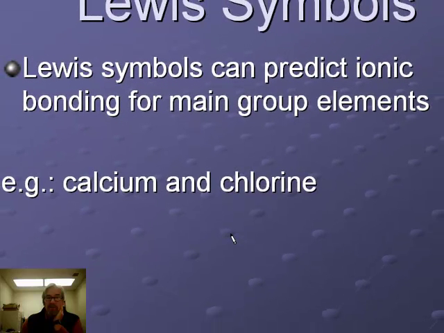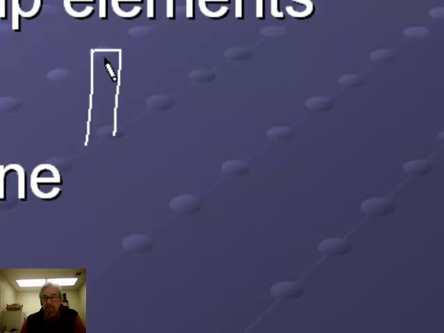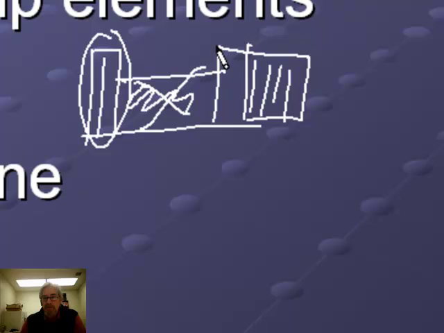You can use Lewis symbols to predict what kind of ionic bonding is going to occur for main group elements. Now, what are main group elements? Well, think about a periodic table. You got the first 2 columns, you got the last 6 columns, and then you have the transition metals. Not transition metals. That's main group. That's main group.